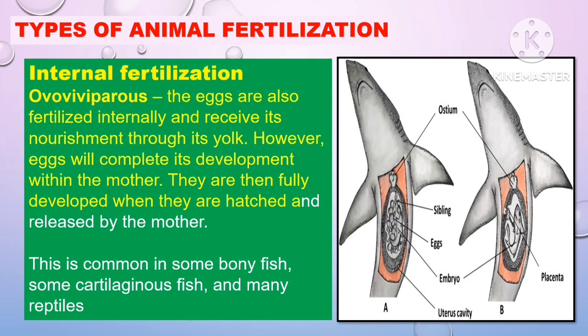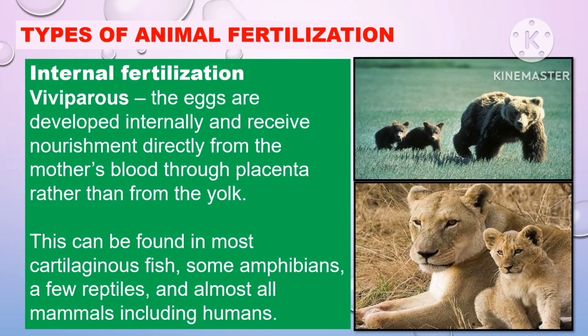Another type of internal fertilization is the ovoviviparous. This is where the eggs are also fertilized internally and receive nourishment through the yolk. However, eggs complete their development within the mother. They are then fully developed when they are hatched and released by the mother. This is common in some bony fish, some cartilaginous fish, and many reptiles.